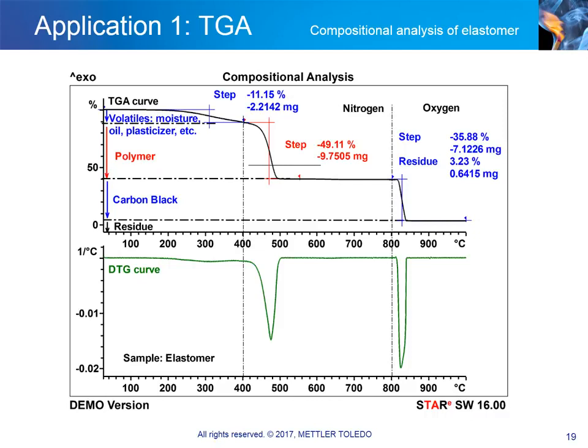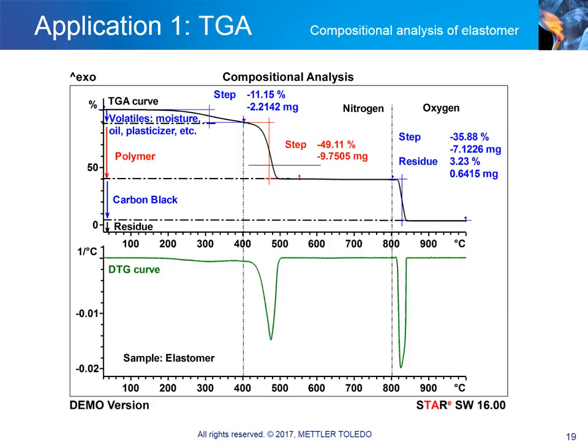The first weight loss step, which is usually between room temperature and 300 degrees, comprises volatile components such as plasticizers, oils, moisture, or solvent residues. The sample then pyrolyzes in a single step. From this, we can conclude that the sample consists of a single polymer. Usually, loss of volatiles and depolymerization overlap. This can also be seen on the first derivative of the TGA curve in the lower curve.